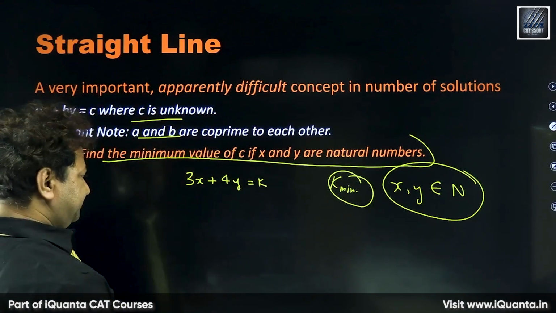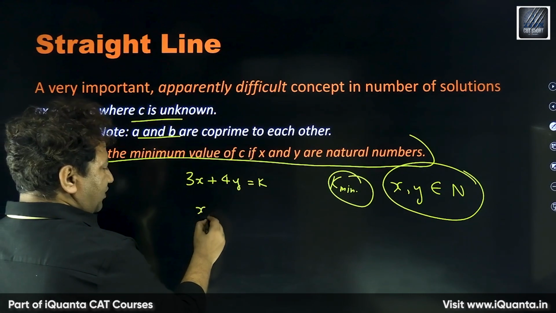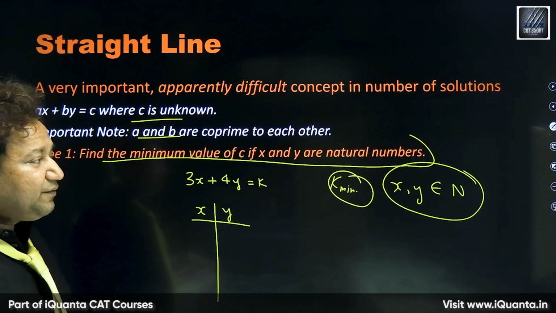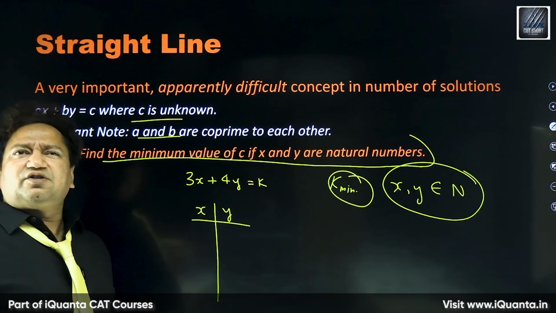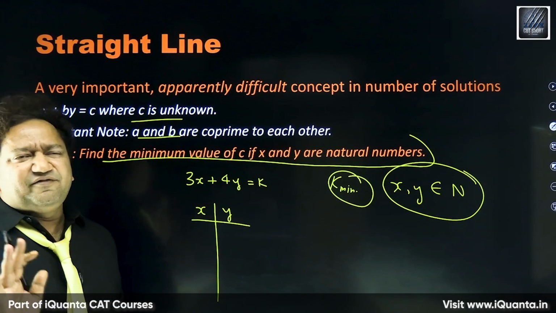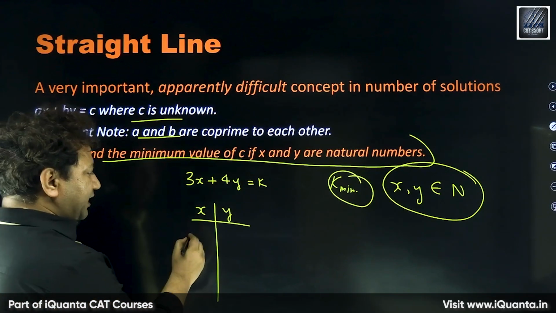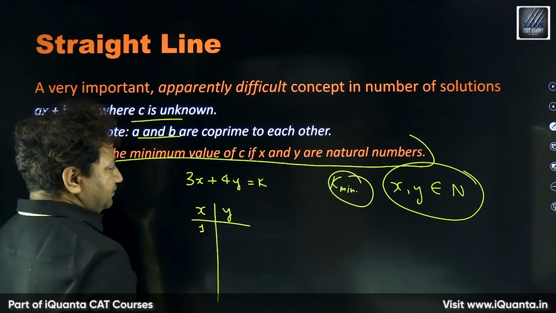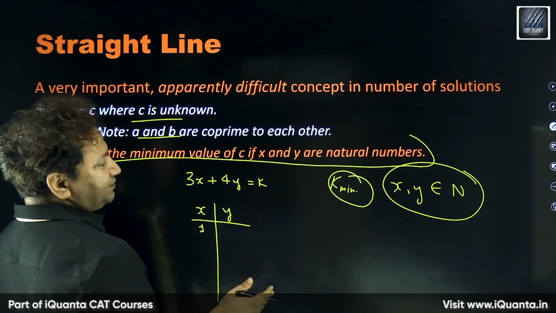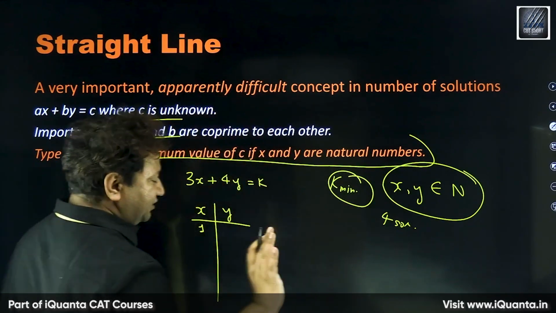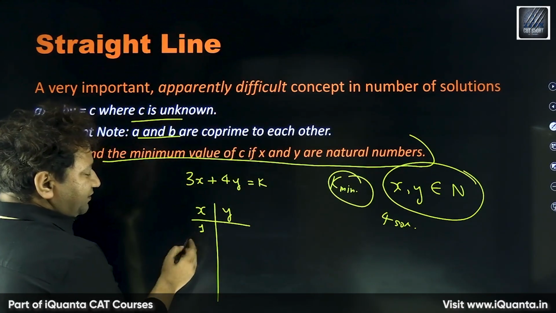What can be done? No problem at all. Natural numbers, okay. What is the least natural number? I want k as minimum. That means x and y should also be minimum. Let's start with minimum value of x. So minimum natural number is 1. I'll put 1 here. I need 4 solutions. Okay, cool. I asked the question as 4 natural solutions. I'll put 1, then x will be growing.